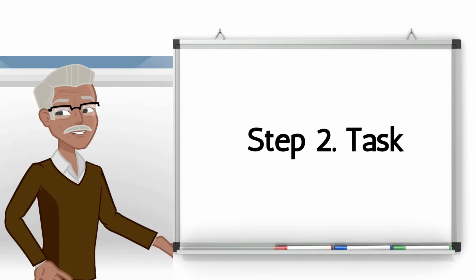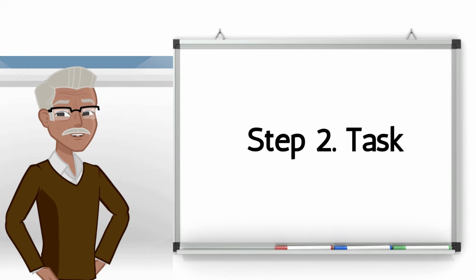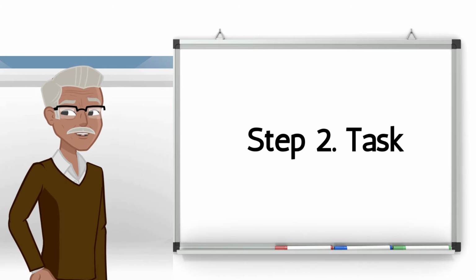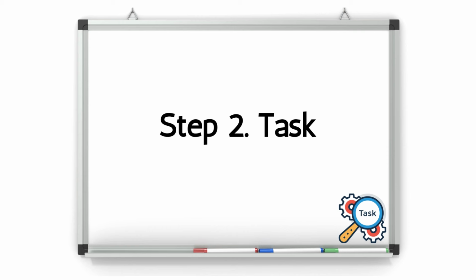Step 2. Task. Next, what was your task? This is where you explain your role. What were you responsible for in that situation? Were you leading a team? Were you in charge of solving the problem? Think about what specific steps you took to solve the problem. Did you come up with a new plan? Did you communicate with other departments? Be clear and specific.